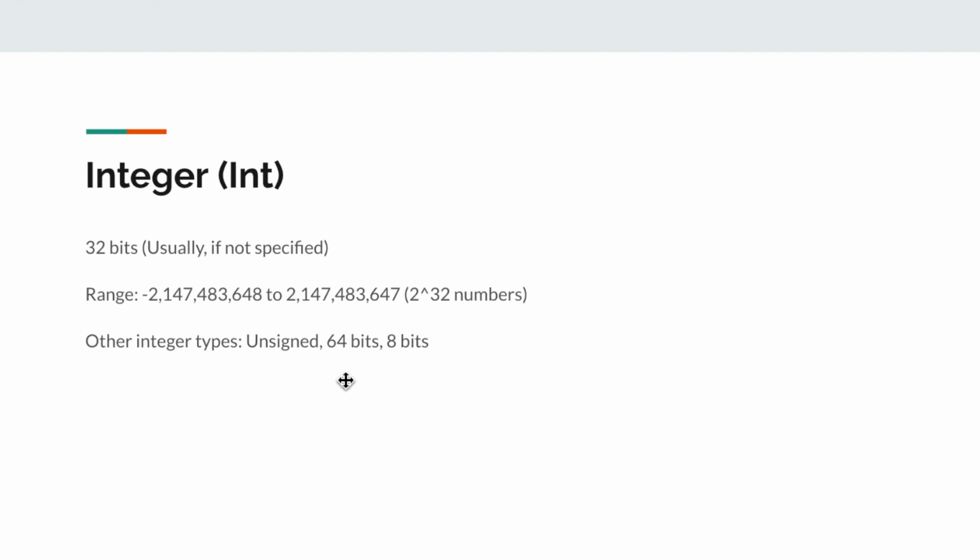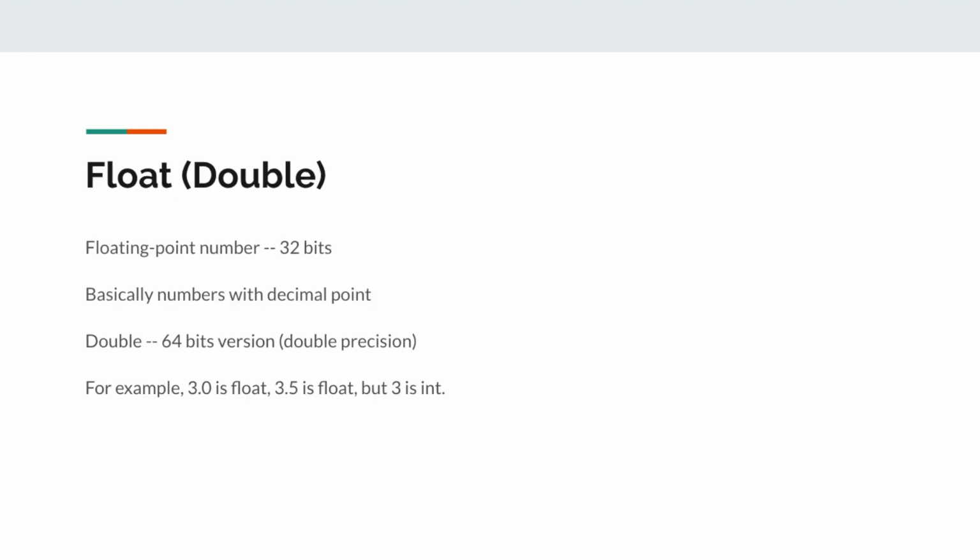And there are also 64-bit integers, so the range of integers is much larger than the 32-bit integers. And there are also 8-bit integers, which might be used for representing characters or other cases when we want the integers to be space efficient.